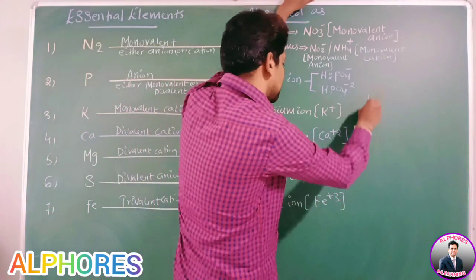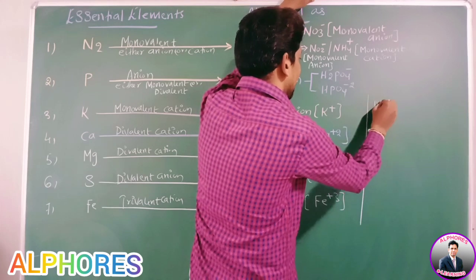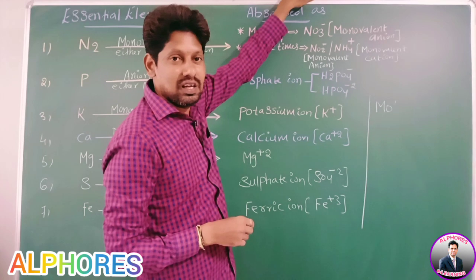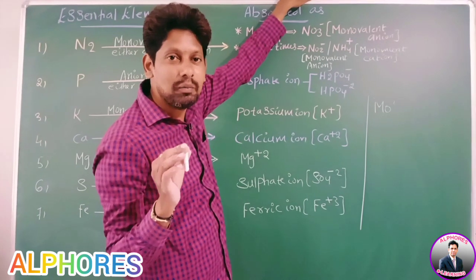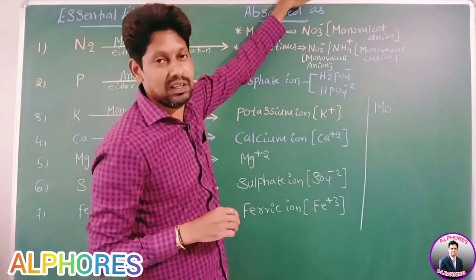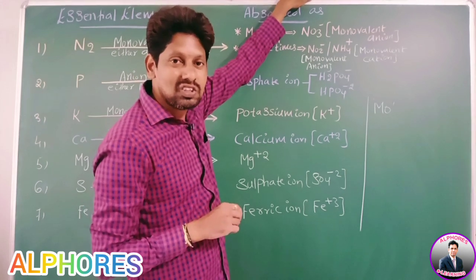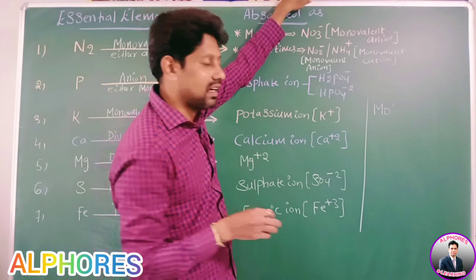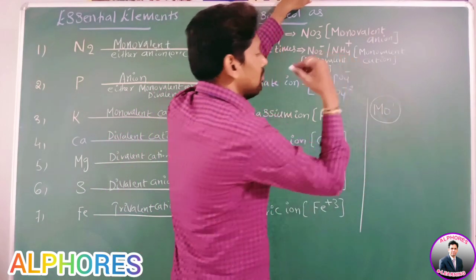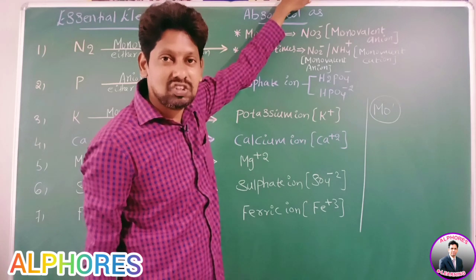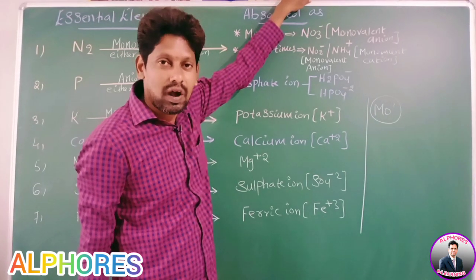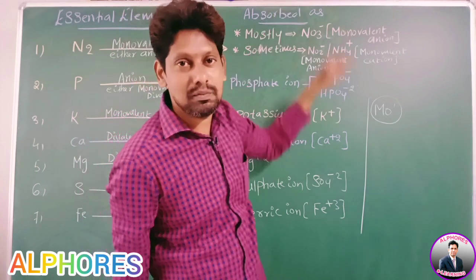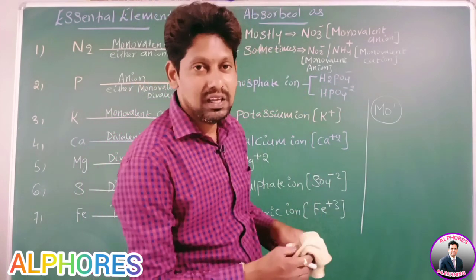Listen, molybdenum is the essential element which is required in minimum quantities for growth and development of the plant. Therefore, the essential element required in minimum quantities for growth and development of plants is molybdenum. What is it? Molybdenum. Okay, right?